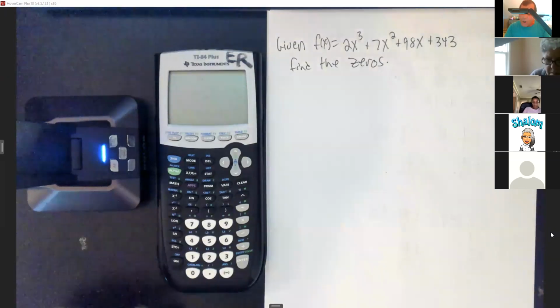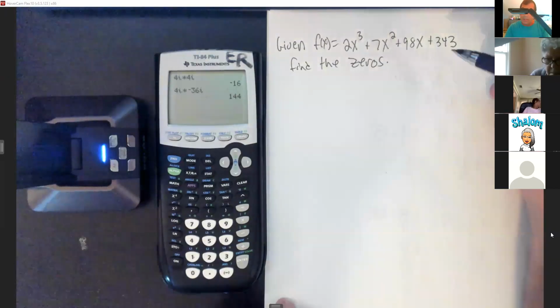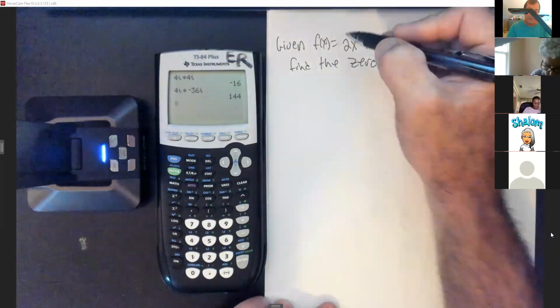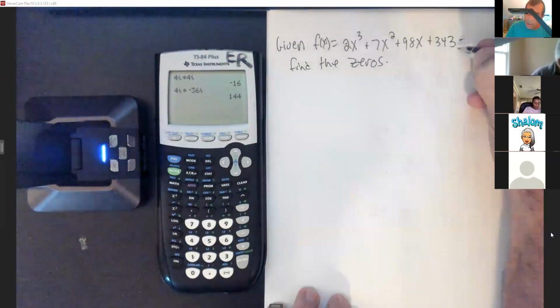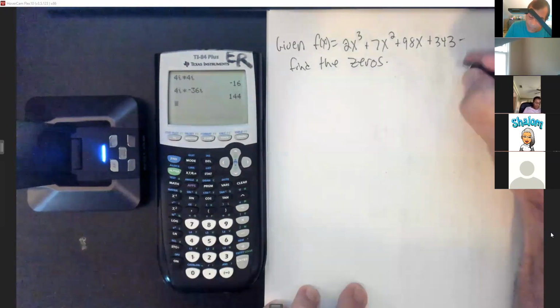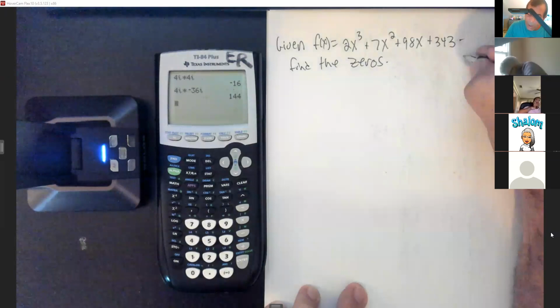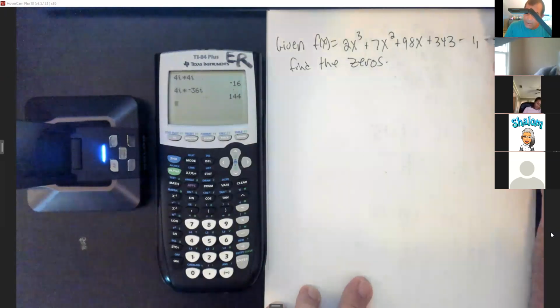So I do know my zeros will be any numbers that are factors of the last number divided by factors of the first number. So factors of 343, that's a bunch of 7s. So factors of 343 would be 1, 7, 49, and 343.